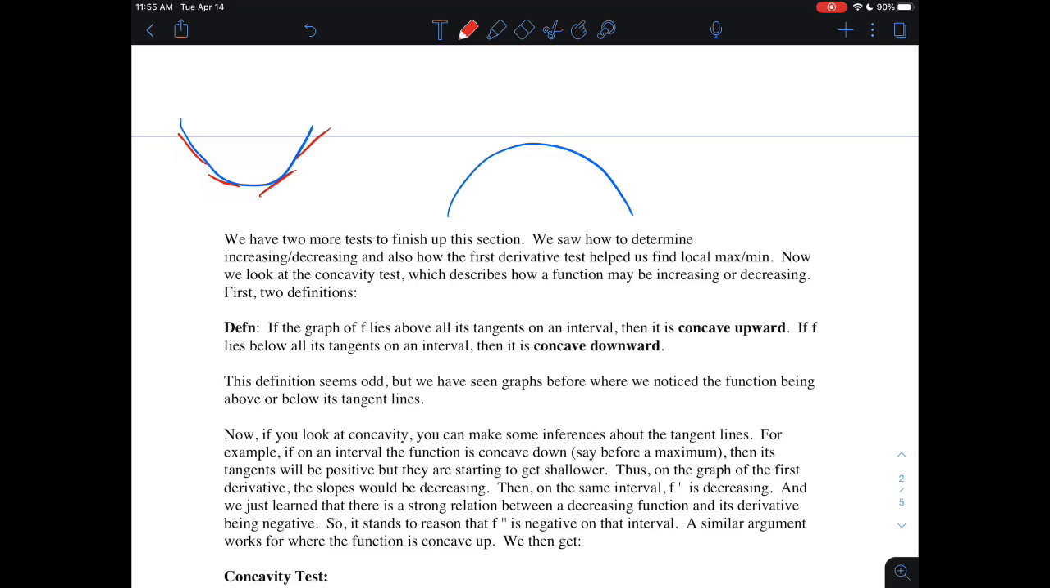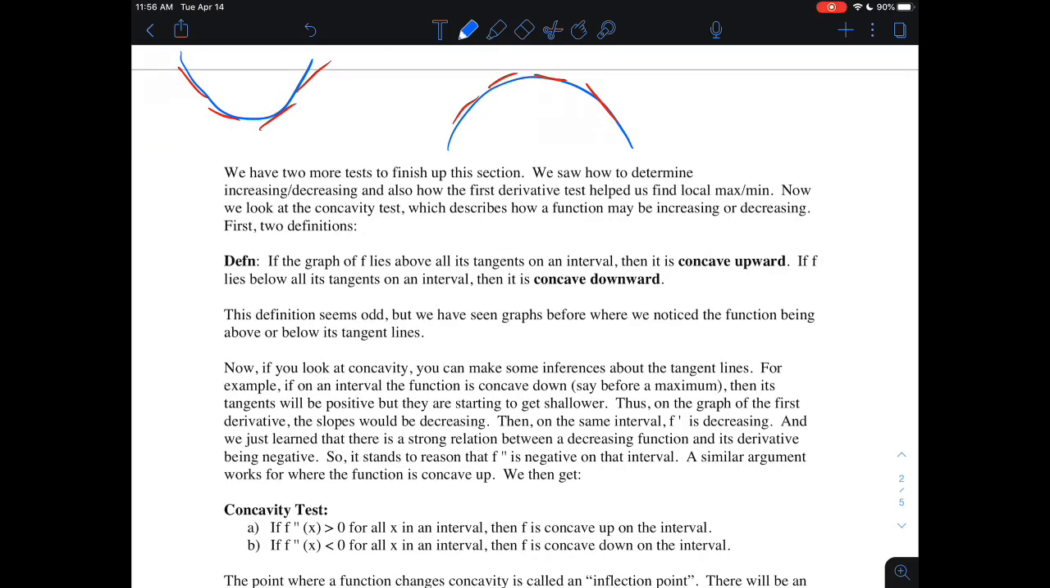That graph is below all of its tangents. So this is just relating the graph to its tangent lines. Really, when I think of these definitions, I just think of curving up or curving down. That's how I think of concave up or down. So now, if you look at concavity, you can make some inferences about the tangent lines.